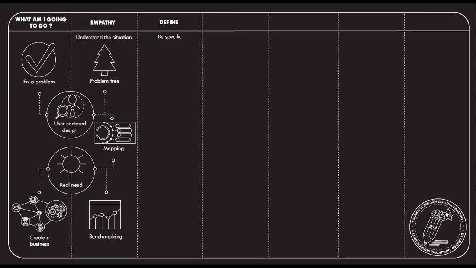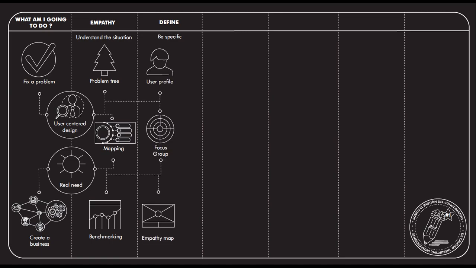The second stage is, after you understand the situation and understand the user, you have to be very specific. That is why the second stage is define. Define what? Define the characteristics. Be specific. You can use the tool of user profile. That is very important because you will know the main characteristics of your user. You can also make a focus group. This tool, focus group, is transversal. It means that it can be used in any stage of the project. In any stage, you can make a focus group.